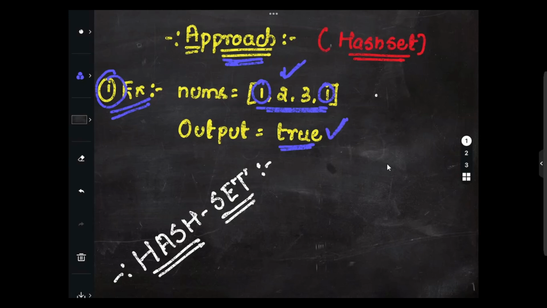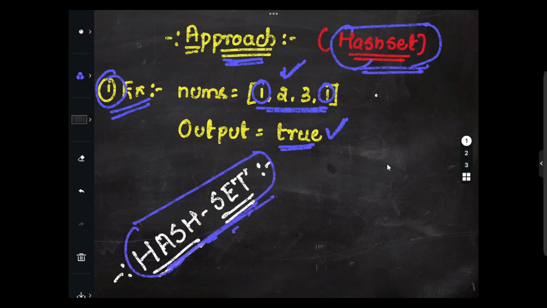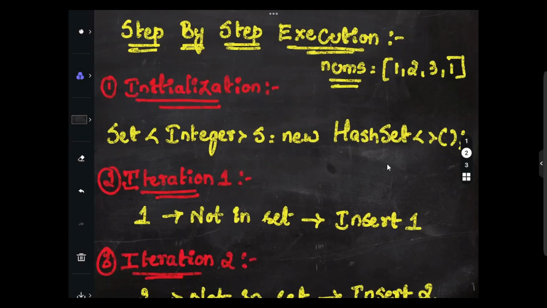So the first thing here, I want to tell you that we'll be going with the hash set approach, or hash set lookup, right? We will be going with the hash set that is provided by Java, right? So I hope this is clear. Let's discuss the step-by-step execution. Let's come to the initialization part here. First thing we will do is create an empty hash set.